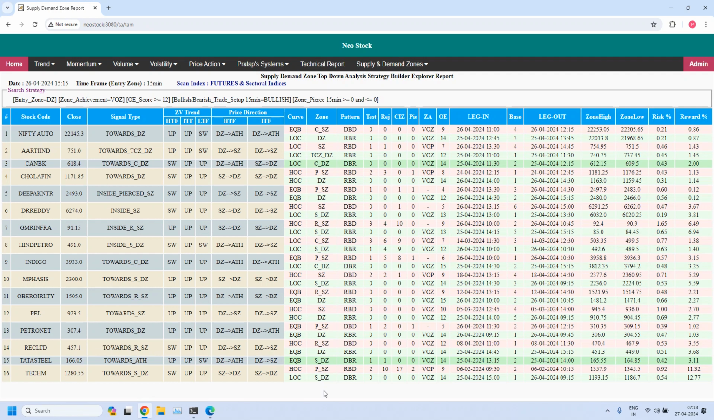After that, you need to identify whether the zone has a fine-tuned 5-minute zone available or not. So please do this exercise.